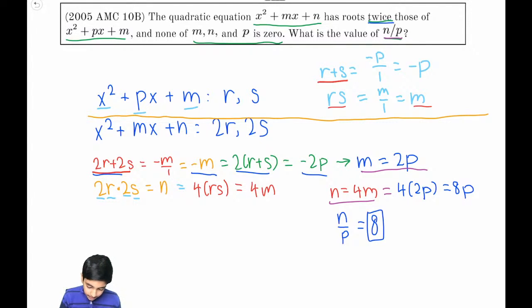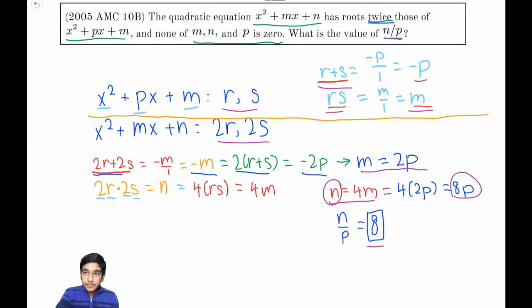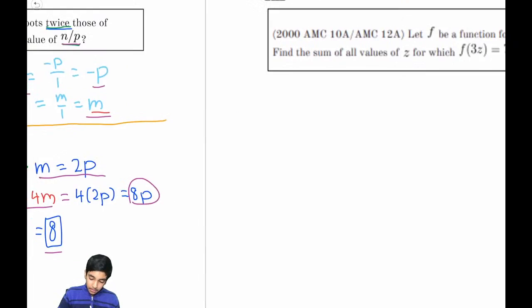So, just to summarize the main things, we let the roots be R and S. We knew that R plus S is equal to negative P, and RS is equal to M. And then we did the same thing for 2R plus 2S, and 2R times 2S. And then we made some substitutions here to find that N is equal to 8P, right? N is equal to 8P. And then we found N over P to be 8. Okay, so now let's take a look at our next problem.